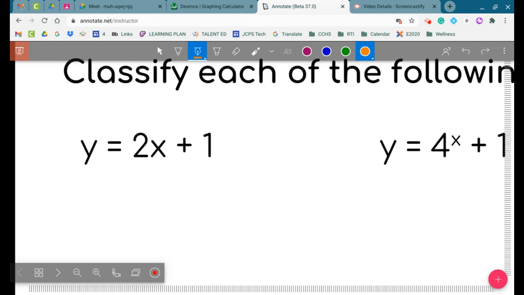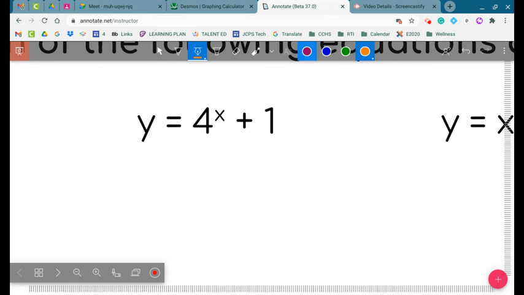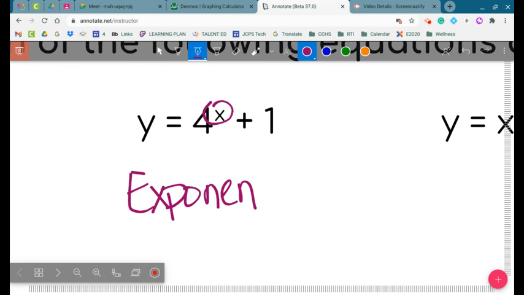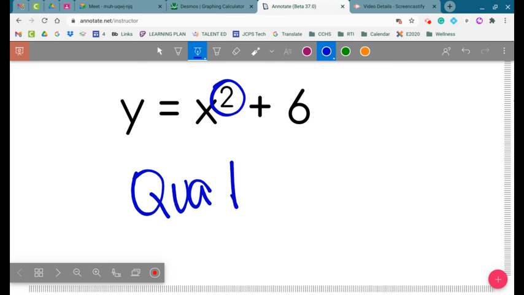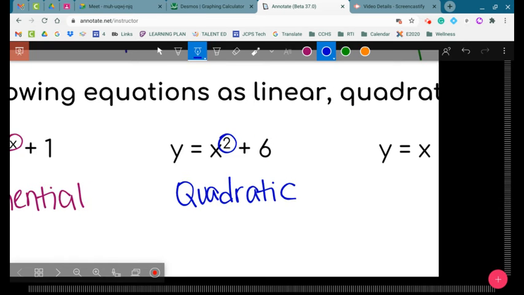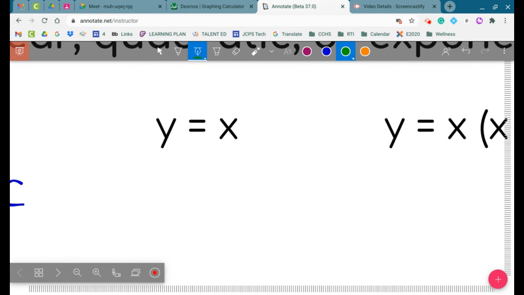With y equals 2x. So this x is a 1. So this is linear. Next one, we have 4 to the x. Your x is an exponent. So this is exponential. Next one, your exponent is 2. So this is quadratic. Next one, you just have an x. This exponent has a 1, so this is linear.